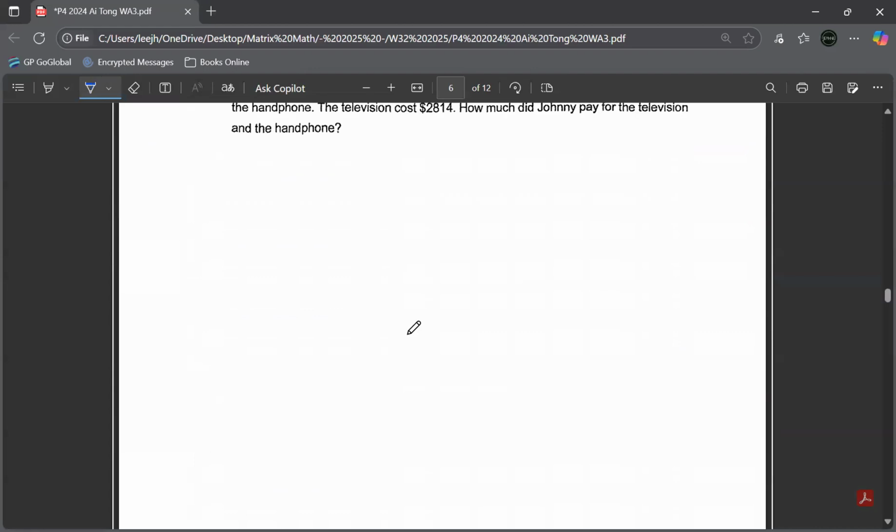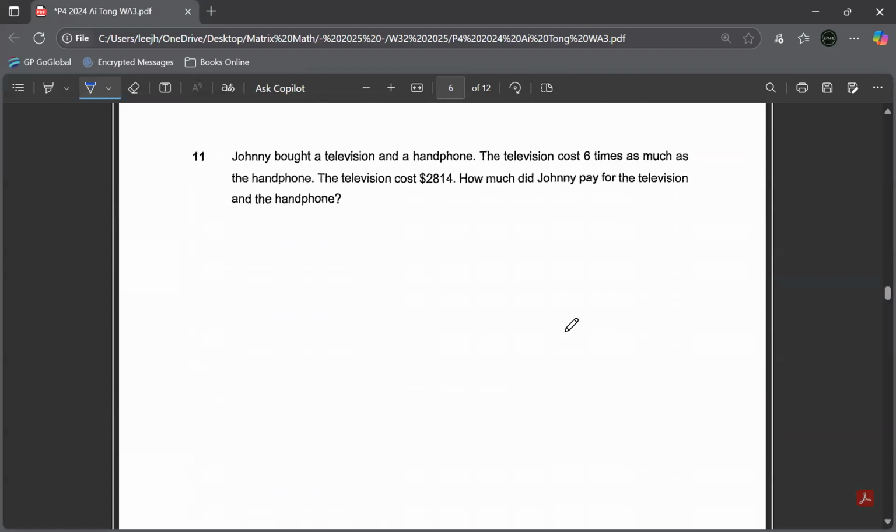Question number 11. John bought a television and a handphone. The television cost 6 times as much as the handphone. The television cost $2,814. How much did John pay for the television and the handphone? Okay, so in short, got two items, TV and handphone. We know that the TV is 6 times as much. So TV will be 6. 1, 2, 3, 4, 5, 6. Then the handphone, which is 1.